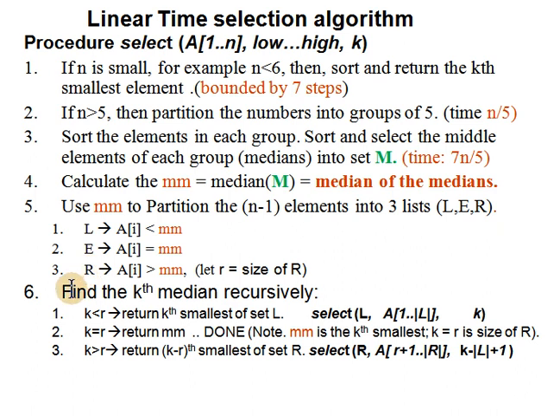Then we find the kth element recursively in one of the three sets. If k is less than or equal to l, select in the left side, A1 to l. If k is equal to r, then MM is the answer and we return the pivot, MM. Otherwise, k is greater than r, so you search in the right side, ignoring the l plus 1 elements, and find the k minus (l plus 1)th element.